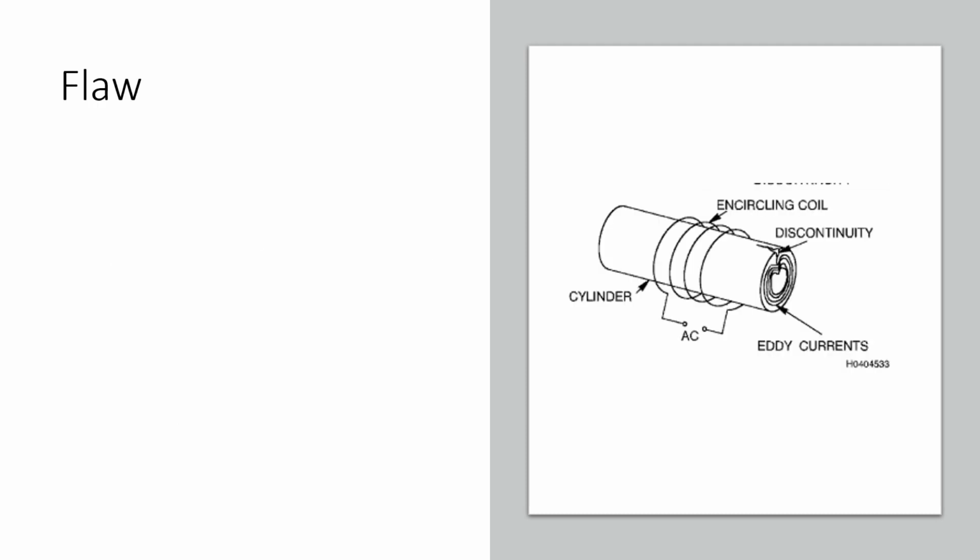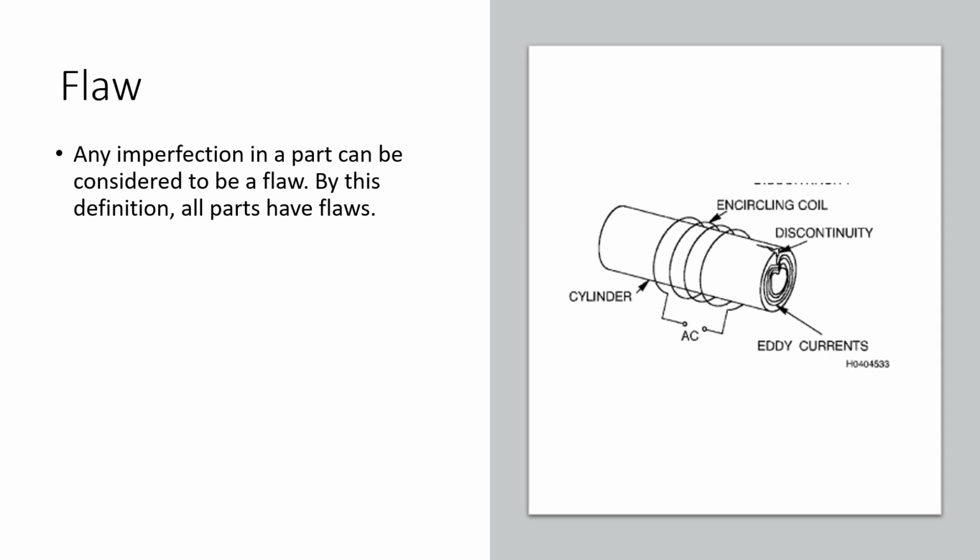Okay, let's talk about the term flaw. So any imperfection in a part can be considered a flaw. And by definition, all parts are going to have flaws. So when we get to flaw size, a lot of them are just too small to be of concern. We just don't care. They're not going to affect the structural integrity of the component or the part. They're just a flaw. They're an imperfection. They're a discontinuity.